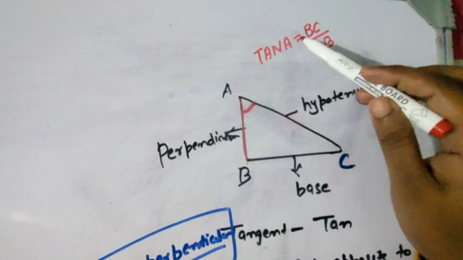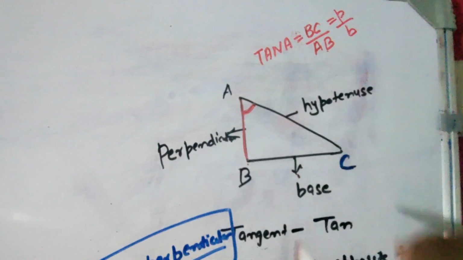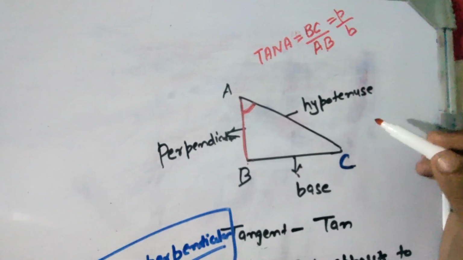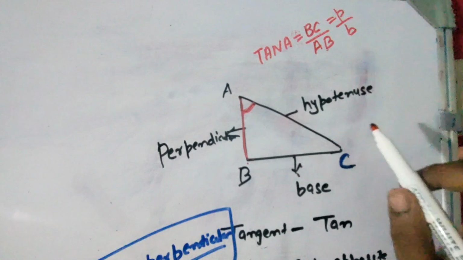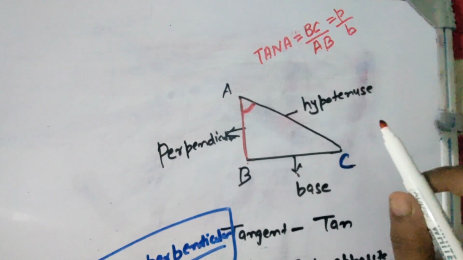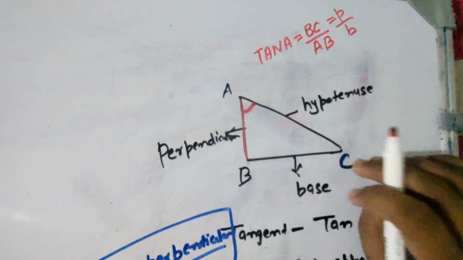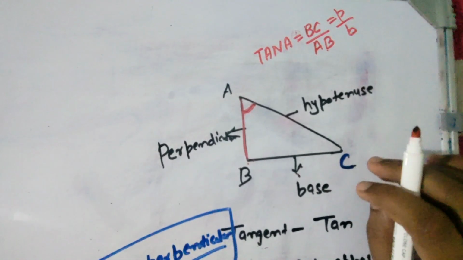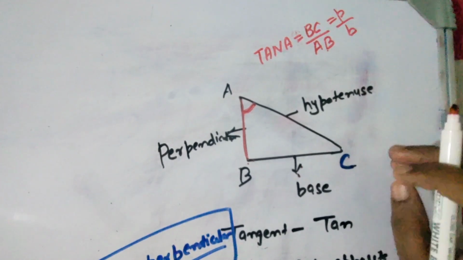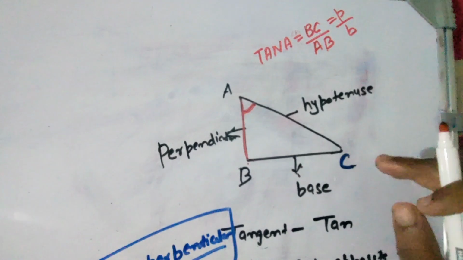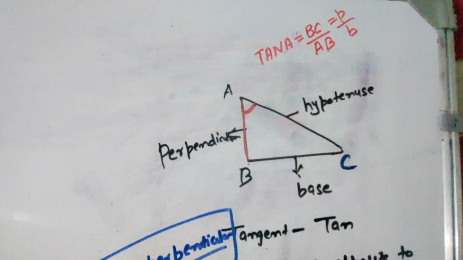AB is the base and BC is the perpendicular. The formula is the same. The tan formula is always perpendicular by base, but depending on the angle, you decide which side is perpendicular and which side is base. But the hypotenuse never changes. First decide which is the hypotenuse. This is fixed. Only the perpendicular and base change according to the angle: the adjacent side is the base and the opposite side is the perpendicular for the angle.